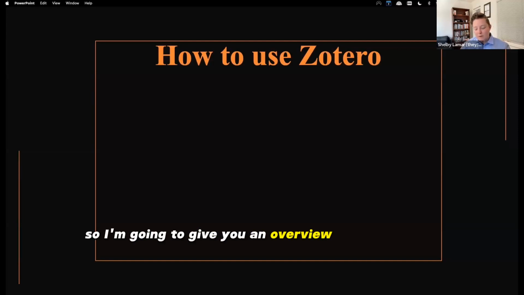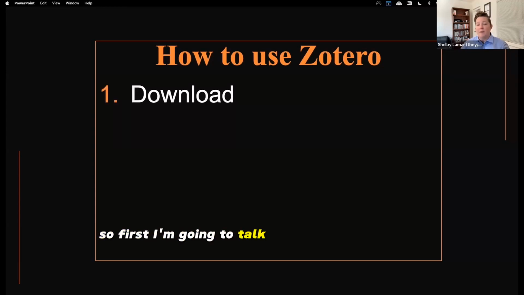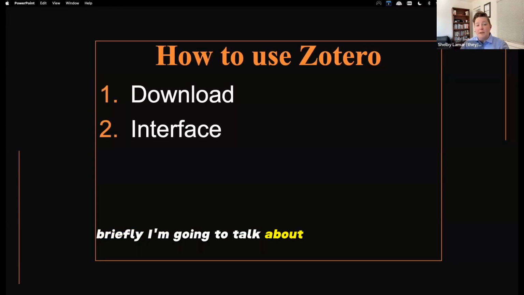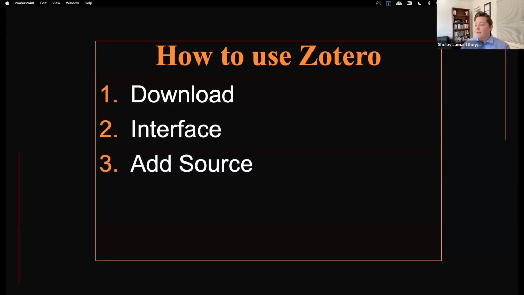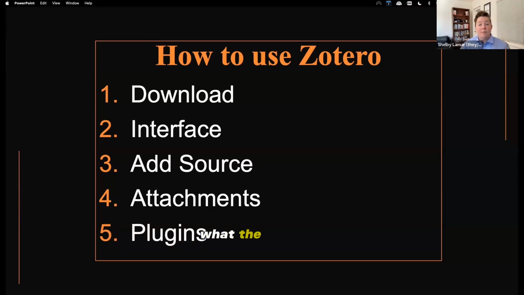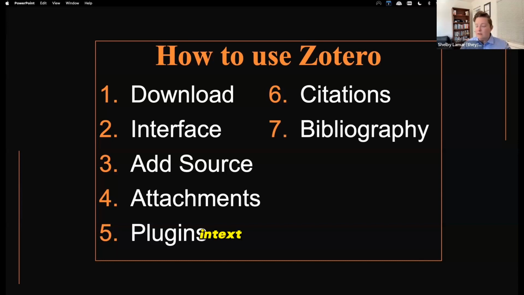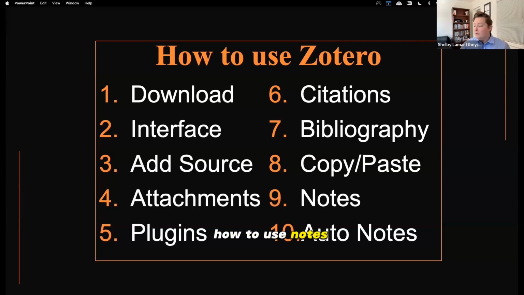I'm going to give you an overview of what I'm going to be showing you, and then I will share my screen so you can actually see this as we go. First, I'm going to talk about how to download it briefly. I'm going to talk about the actual interface that Zotero has. I'm going to talk about adding sources, how to add attachments to those sources, what the plugins are and how to use those, how to do citations, in-text, bibliographies, the copy-paste functions for citations and bibliographies, how to use notes, and how to do the auto notes function for these texts.